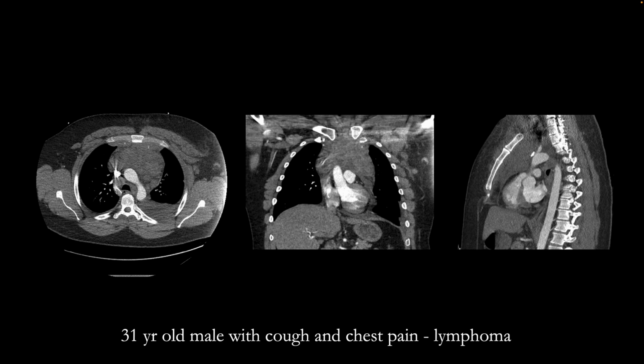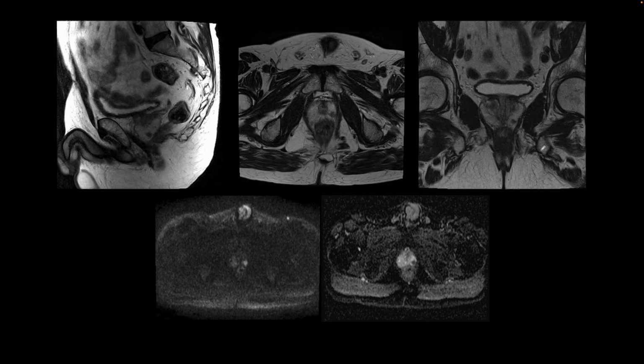This is our next patient, also with an anterior mediastinal mass. This is a 31-year-old male with cough and chest pain, and you can see this multilobulated mass, and this is also associated with other lymphadenopathy in the chest, and it turned out to be a lymphoma. And so a biopsy is needed because the imaging appearances may suggest a particular kind of histology, but it's not diagnostic. And so either these patients get a percutaneous biopsy or a surgery to resect the tumor.